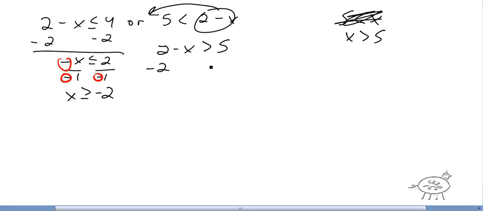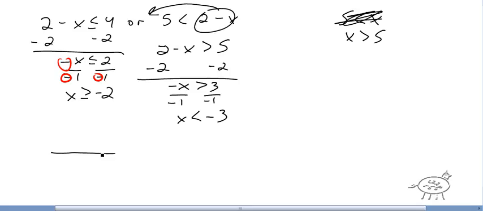And then I can subtract 2 from both sides. So negative x is greater than 3. Divide both sides by negative 1. X is, now we flip around the inequality. X is less than negative 3. So again, you're not going to put anything in the answer blank until you actually do a practice graph to see what's going on. So we have negative 3.